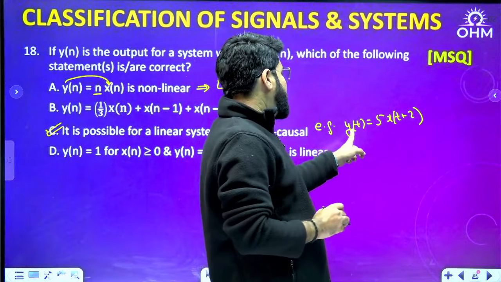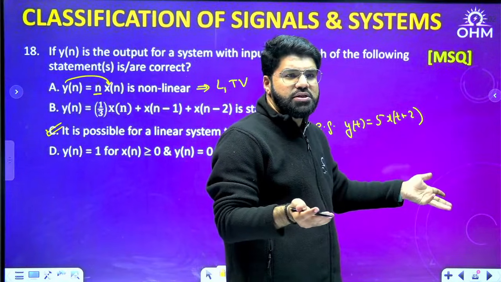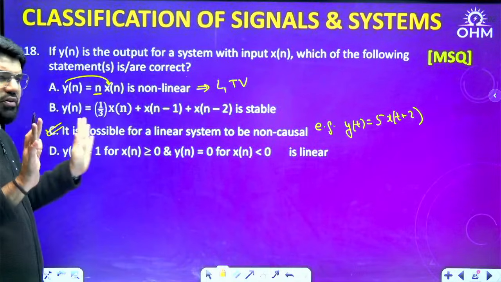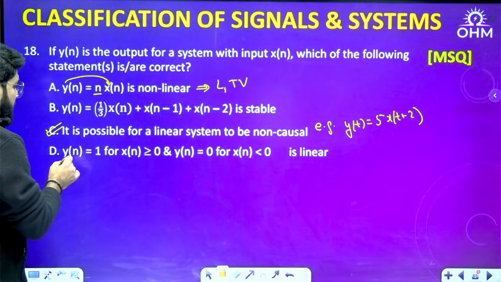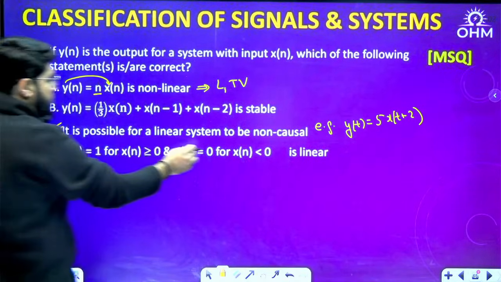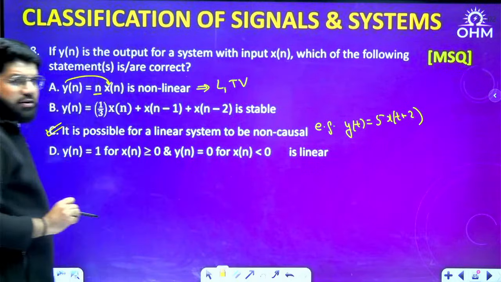Okay, but to calculate output at t, future values are required, which means non-causal. So it is definitely possible for a linear system to be non-causal. These are two different things. Now the D answer: y[n] equal to 1 for x[n] greater than or equal to 0, and y[n] equal to 0 for x[n] less than 0. Is it linear?